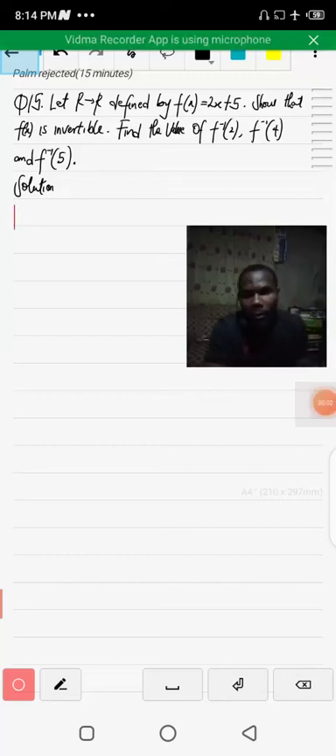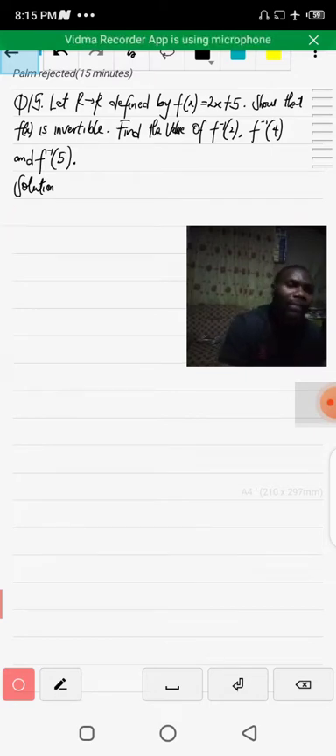To solve this question 15, let R be the function of the real numbers defined by f of x is equal to 2x plus 5. Show that f of x is invertible. Also find the value of the inverse at 2, the inverse at 4, and the inverse at 5.